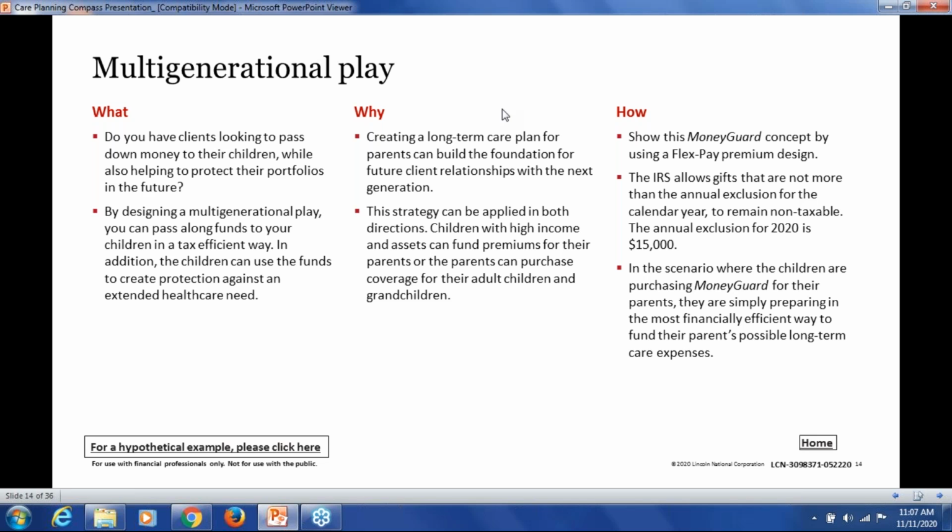If you run across some clients that you think would be good candidates, but they're not insurable, you haven't lost a sale completely. Ask them about their adult children.